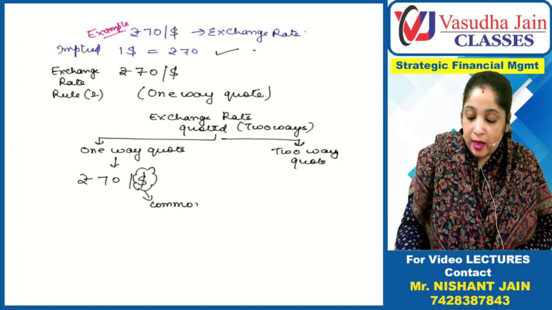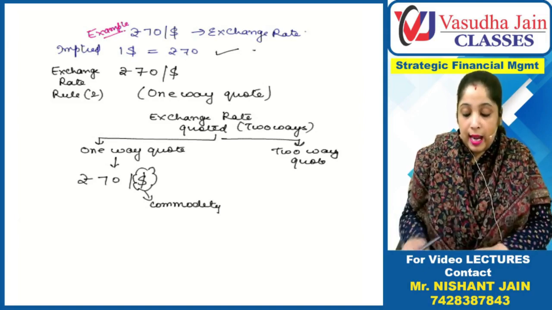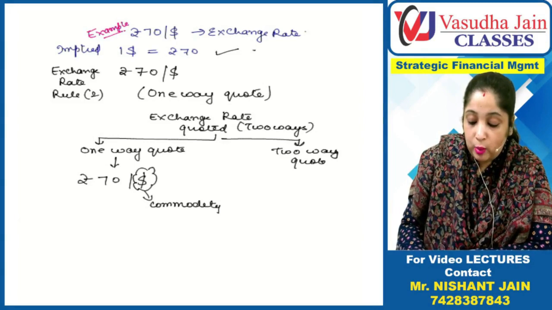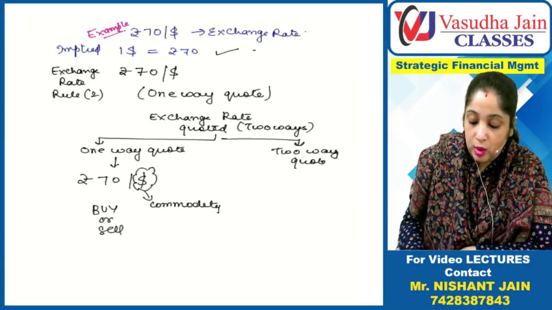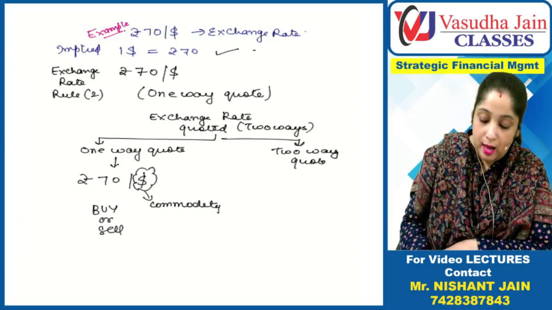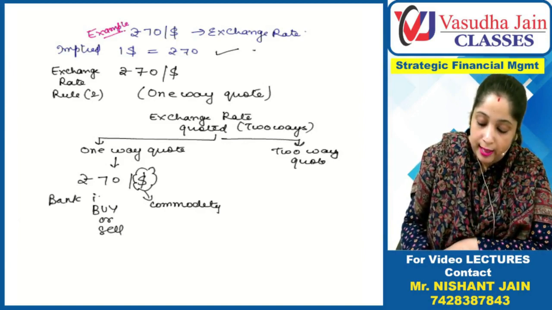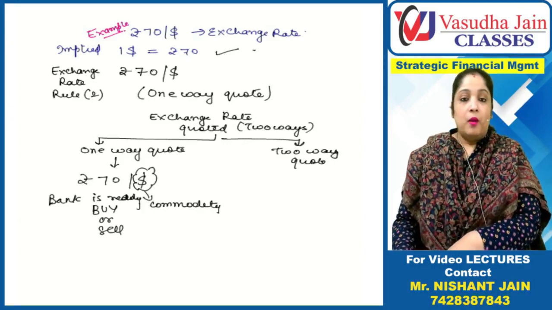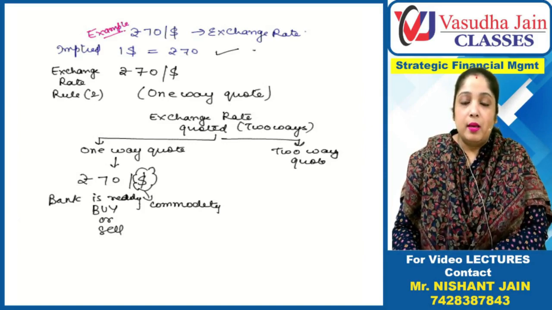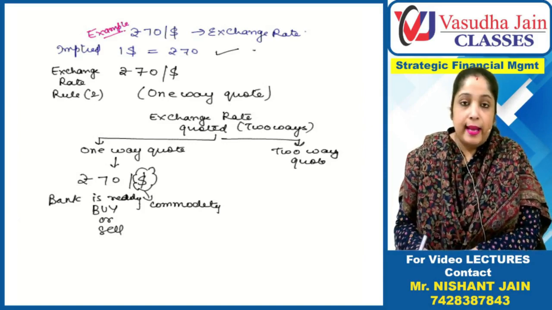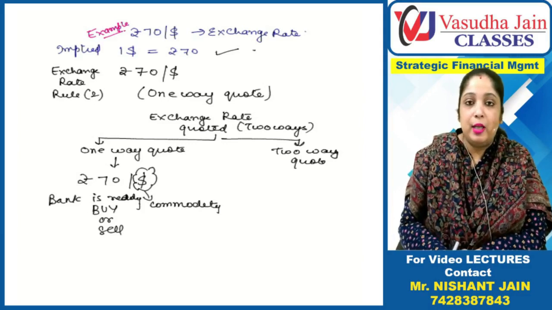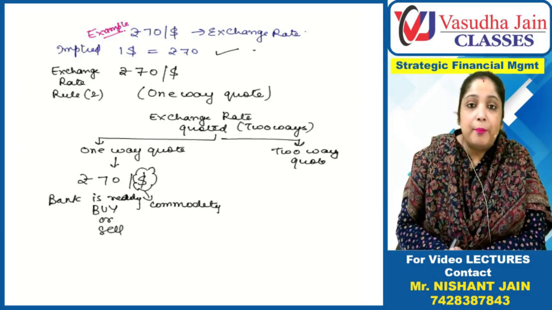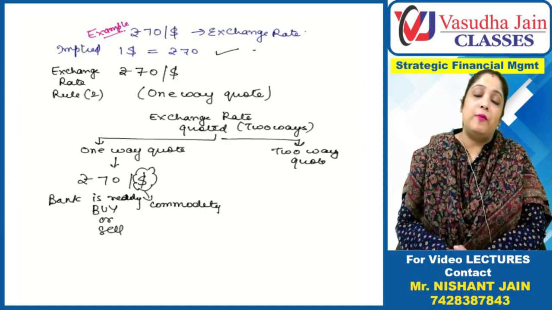Now a one-way quote implies that for $1 the bank is ready to buy or sell at how much? 70 rupees. Bank is ready to buy or sell $1 for 70 rupees. Ma'am, obviously it is written like this only, $1 is equal to 70 rupees. So the bank is going to buy $1 for 70 rupees. No, not only buy, the bank is willing to sell also $1 for 70 rupees.